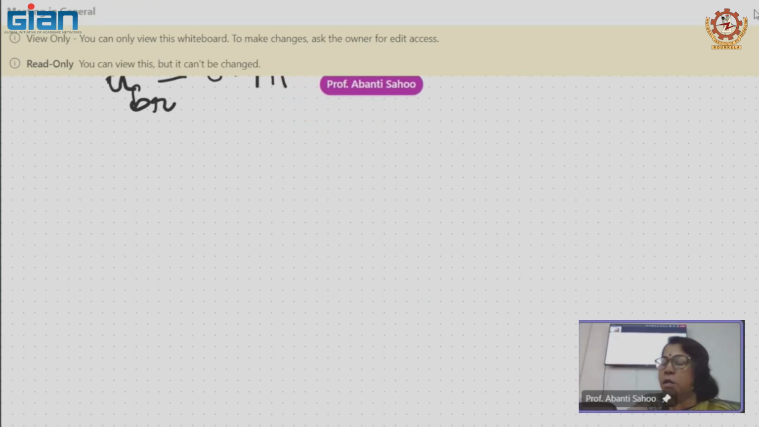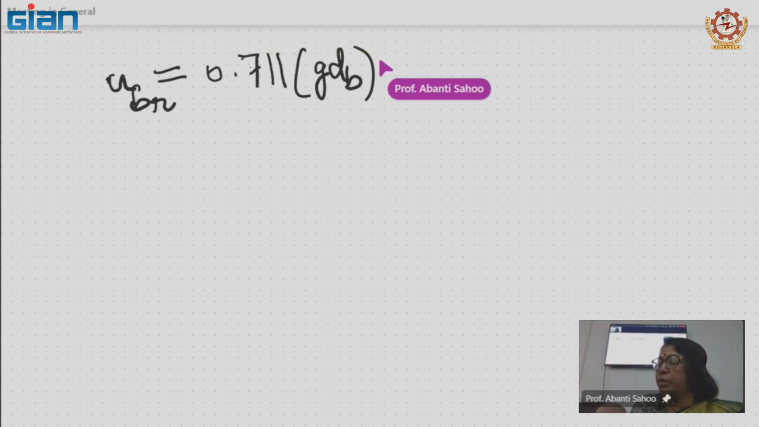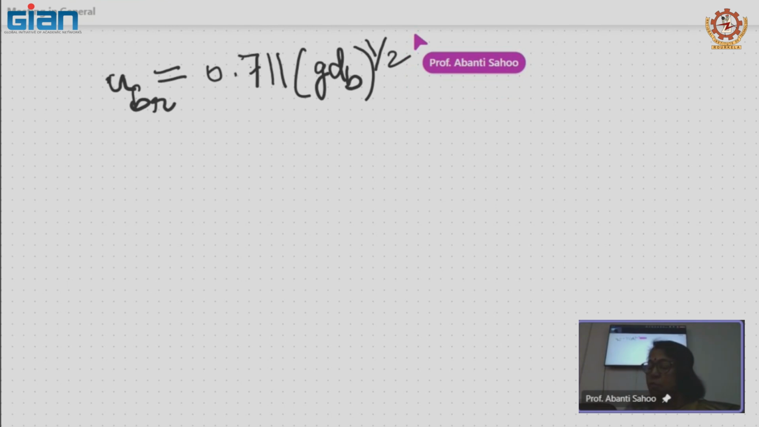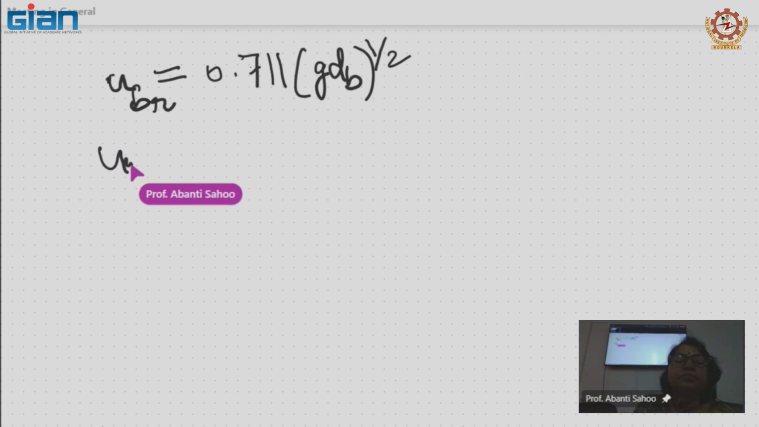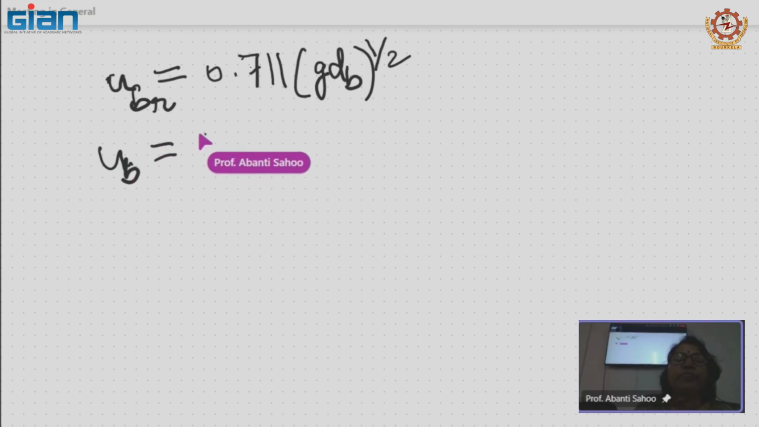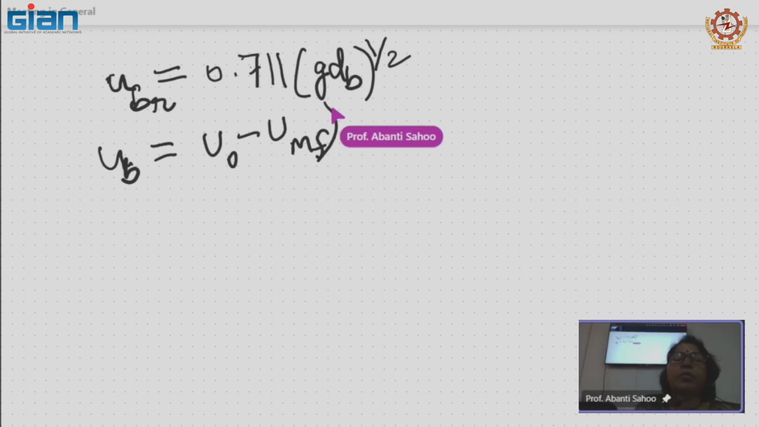0.711 into g dB to the power half. It is the bubble rise velocity. Now, the bubble velocity will be UB equals U0 minus UMF plus UBR.